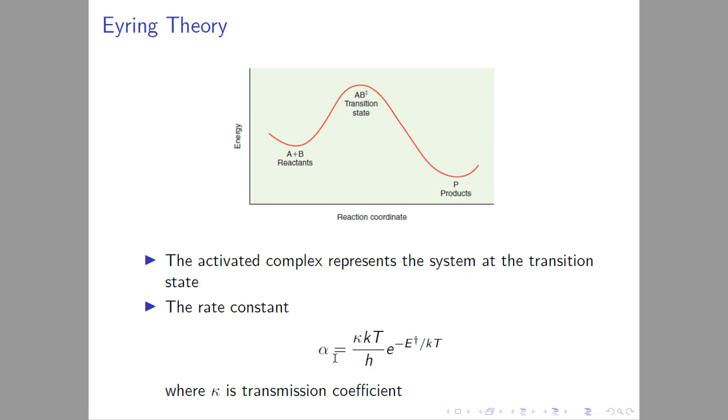Okay, so we can see here if kappa is high, we can get alpha high also. The rate constant also will be high. Transmission coefficient high, so alpha also high. So this is the Eyring theory.